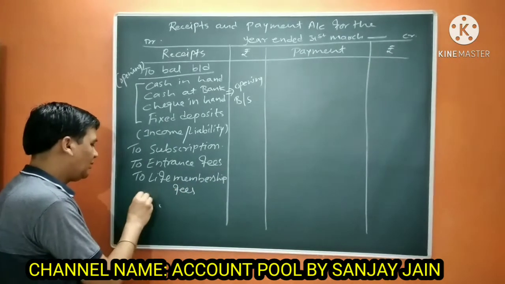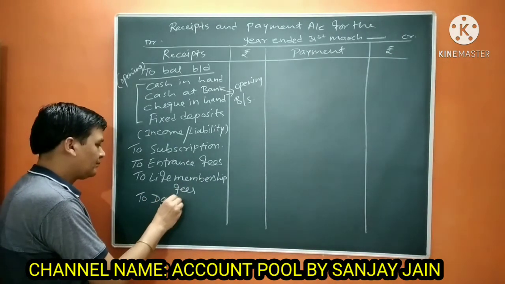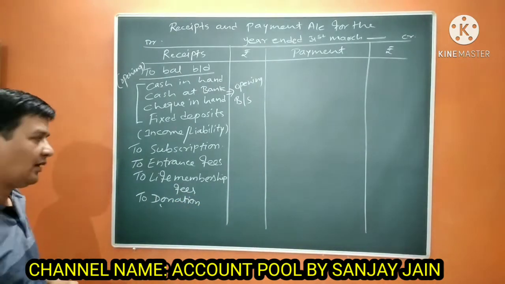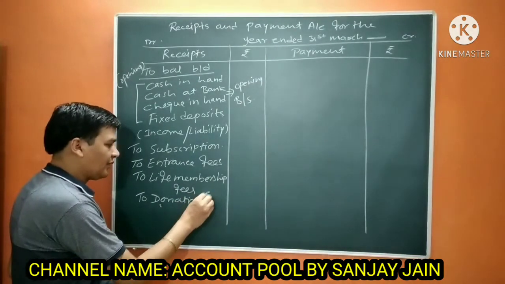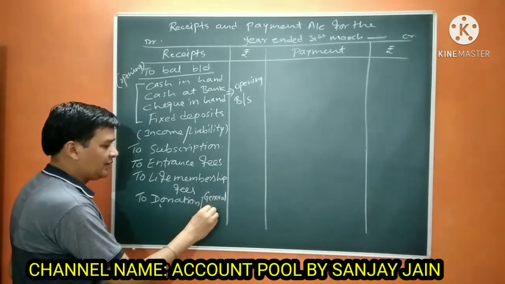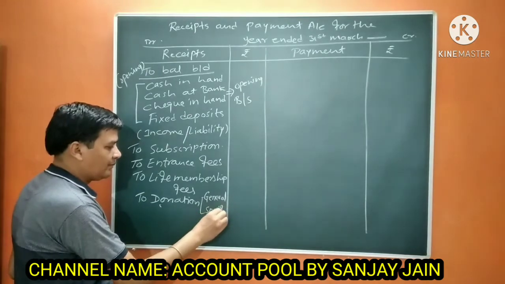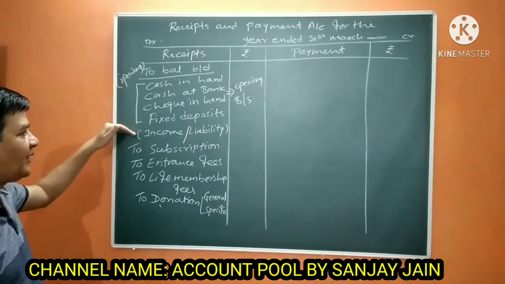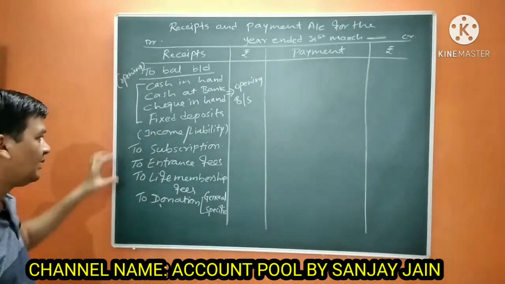Fourth one is donation. Donation may be of two types. One is general donation, the other one is specific donation. Okay. As you know, I have bifurcated into income and liabilities.